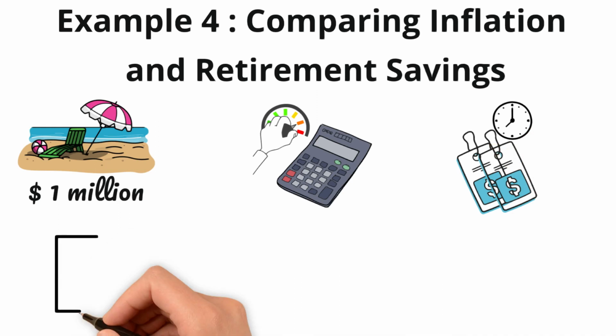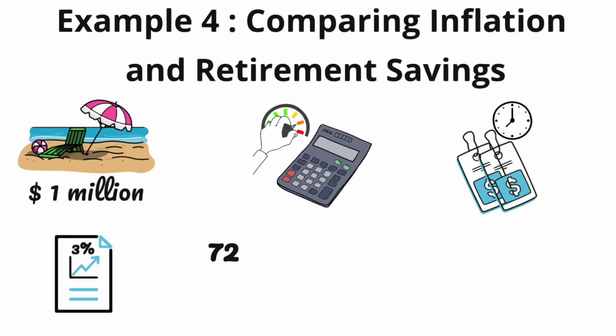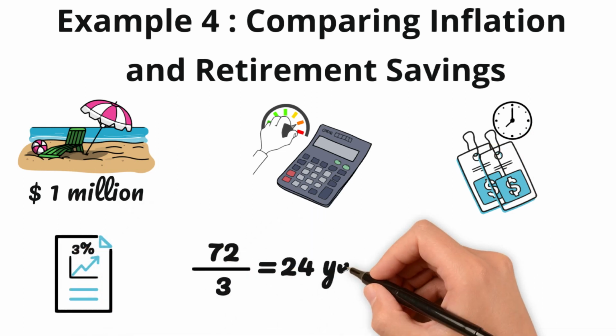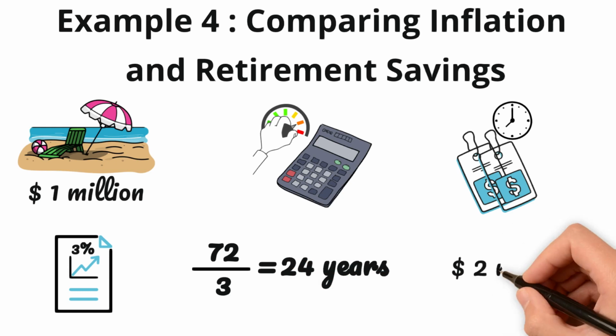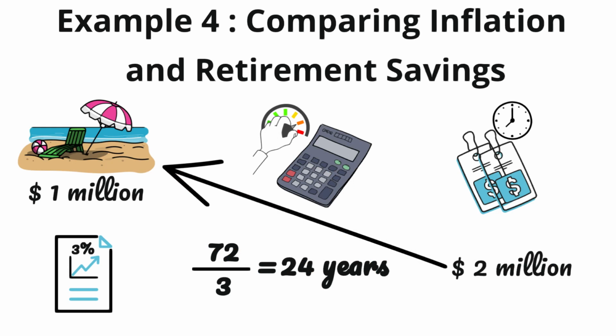For instance, if inflation averages 3%, you can divide 72 by 3 to find that it takes about 24 years for the cost of living to double. So in 24 years, you might need $2 million to maintain the same standard of living.